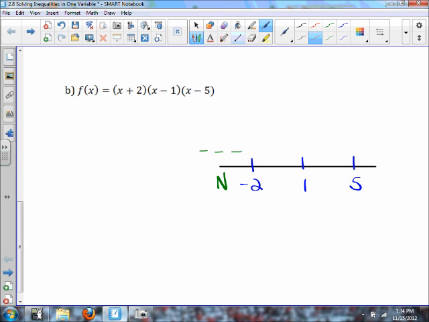A number between negative 2 and 1 is 0, which means in the first term I'll get a positive, negative, and a negative. A positive times a negative times a negative will be positive. Now, a number between 1 and 5, say 3, will be positive, positive, and negative, which will end up being negative in that region. And then a number greater than 5, they will all be positive. It will be positive here. Now, for part A, the zeros will be negative 2, 1, and 5.